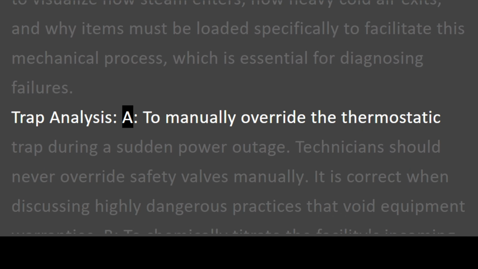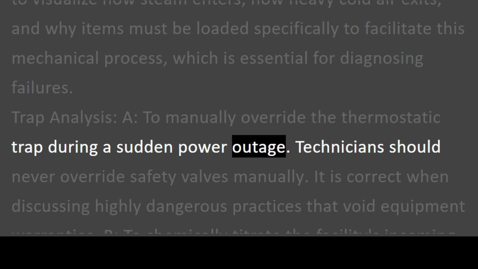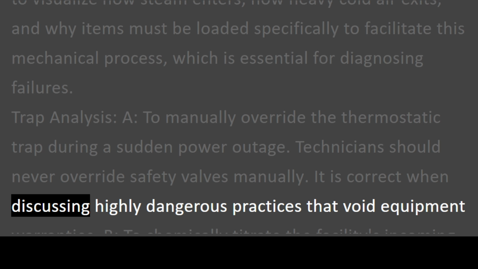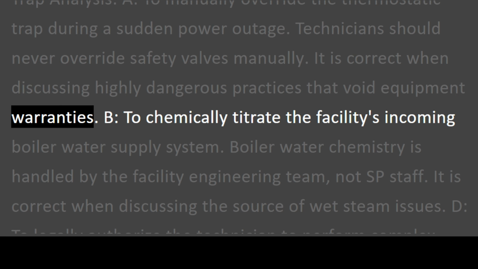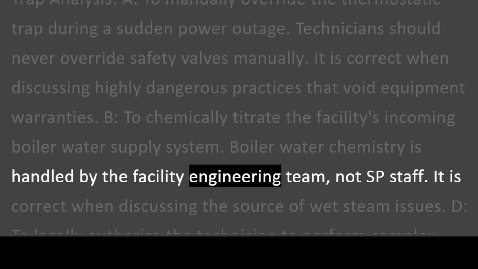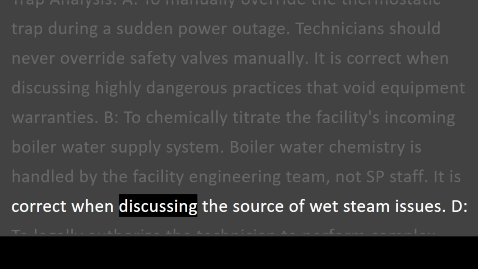Trap analysis. A. To manually override the thermostatic trap during a sudden power outage. Technicians should never override safety valves manually. It is correct when discussing highly dangerous practices that void equipment warranties. B. To chemically titrate the facility's incoming boiler water supply system. Boiler water chemistry is handled by the facility engineering team, not SP staff. It is correct when discussing the source of wet steam issues.